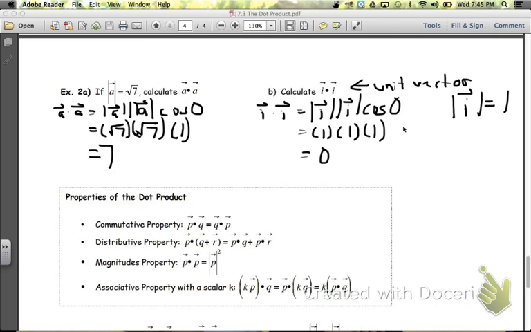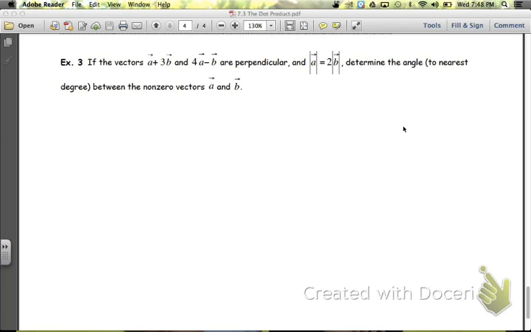So now let's look at example 3. In example 3, the vectors A plus 3B and 4A minus B are perpendicular. So if they're perpendicular, we know that's at 90 degrees, because that's what perpendicular means, and cos 90 is equal to 0. And the magnitude of A is equal to 2 times the magnitude of B. We want to determine the angle to the nearest degree between the non-zero vectors A and B.